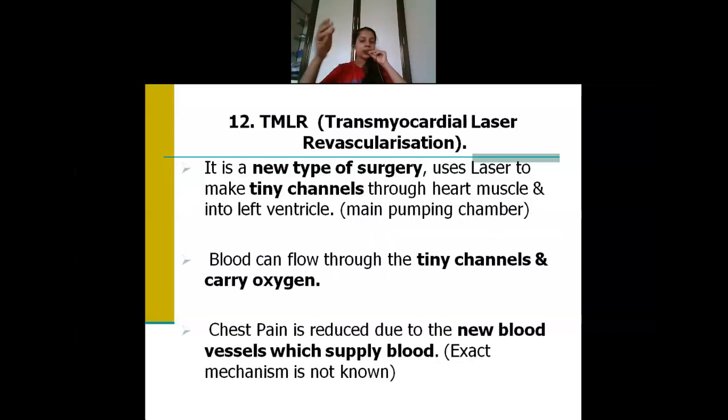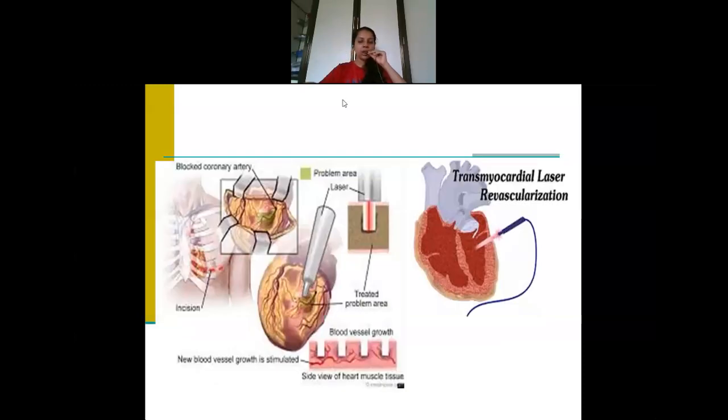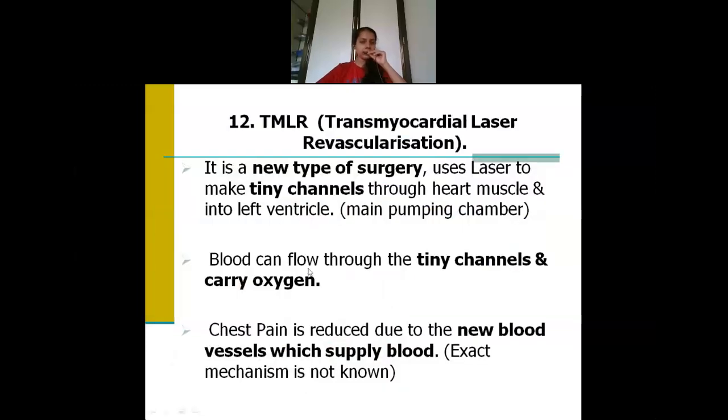Next is TMLR. In some places it is also called TMR. That is transmyocardial laser revascularization. This is the newest type of surgery, and here we are using the laser light to create some tiny channels on the heart muscle. Particularly, we also create them in the ventricle, because we know the ventricle is the main pumping chamber. So these tiny channels are probably done more on the left ventricle.